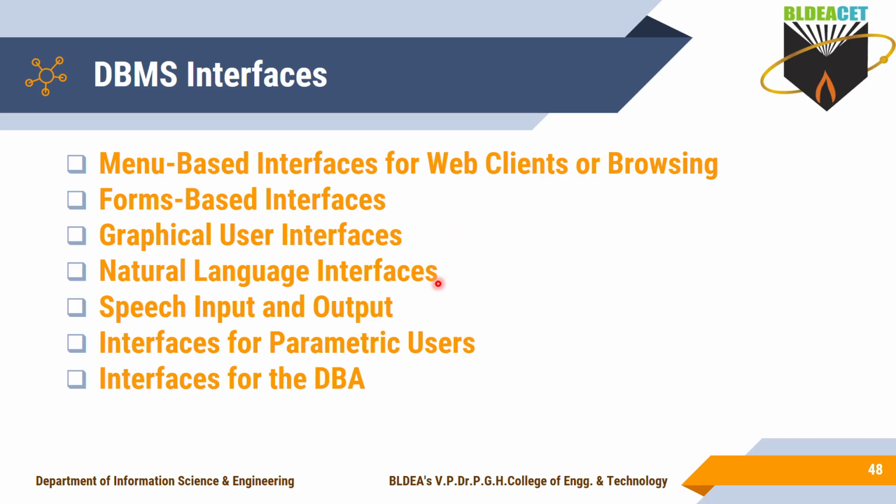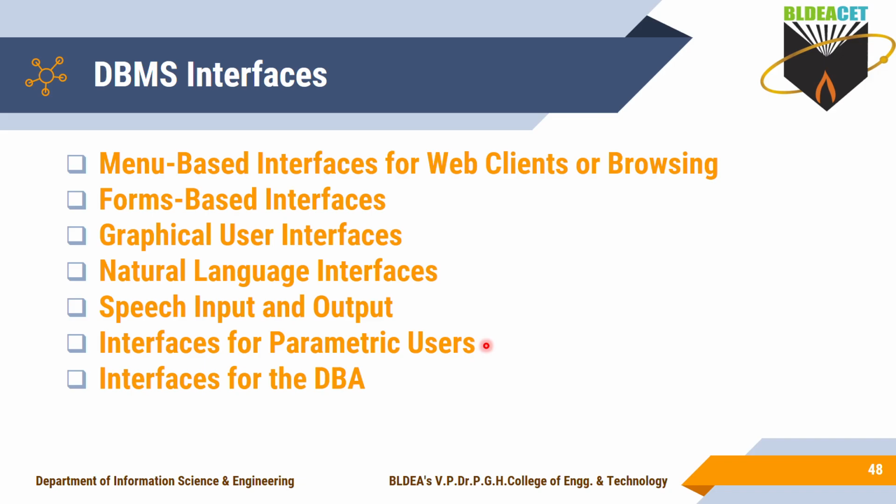Next is natural language interfaces. The natural language here is English. Using English you can tell what you actually want. Next is speech input and output. What you want, you speak using speech input, and the output you get is also in the form of speech. An example is your Google Assistant. Next, interfaces for parametric users. Here you use form based interfaces and also interfaces for parametric users.